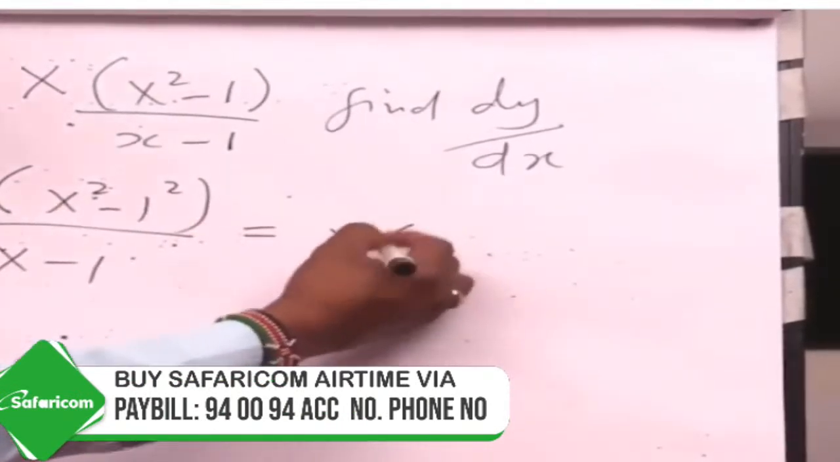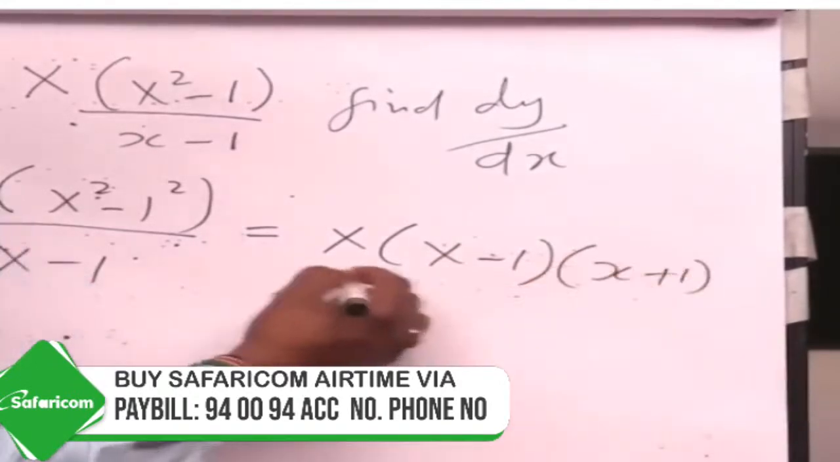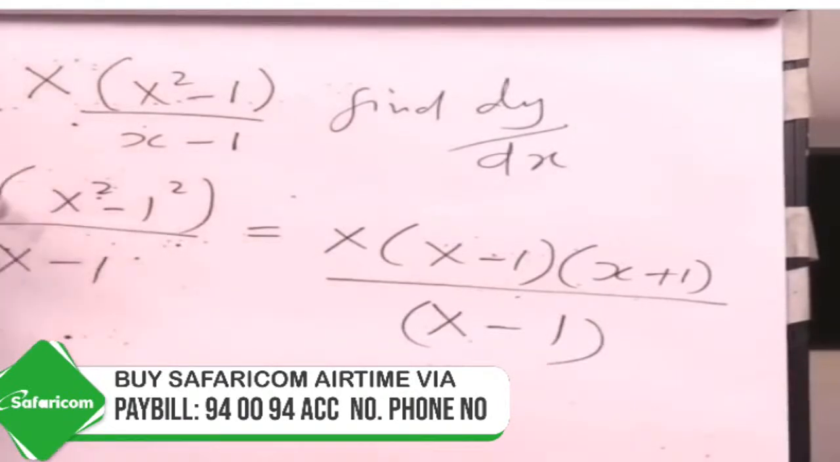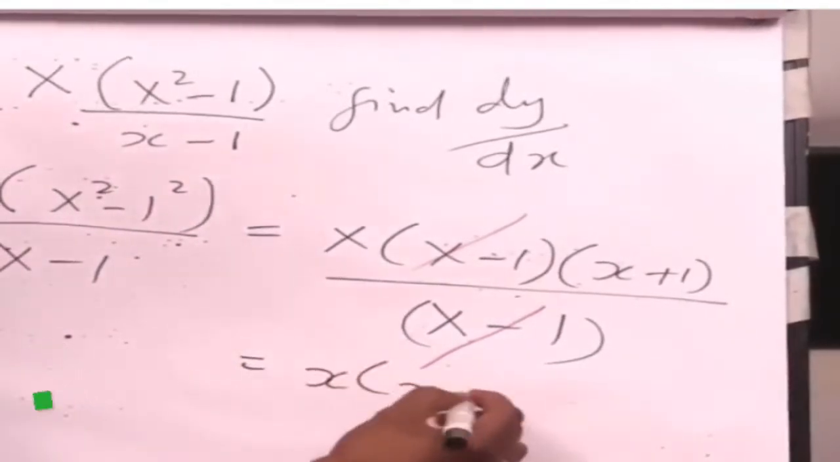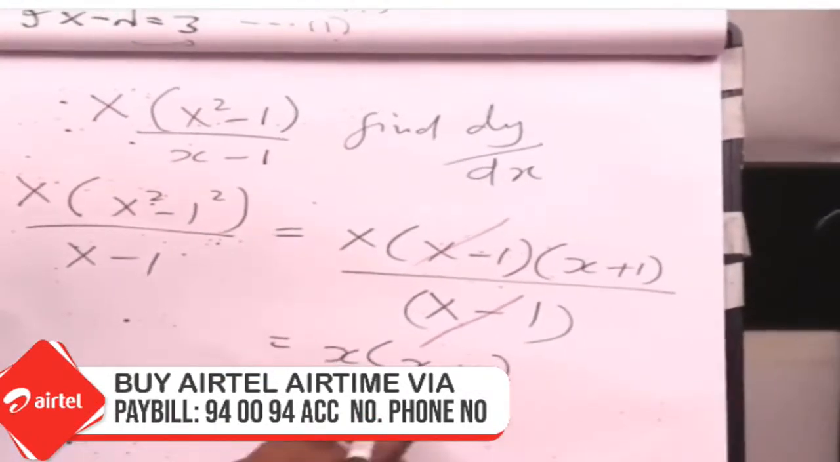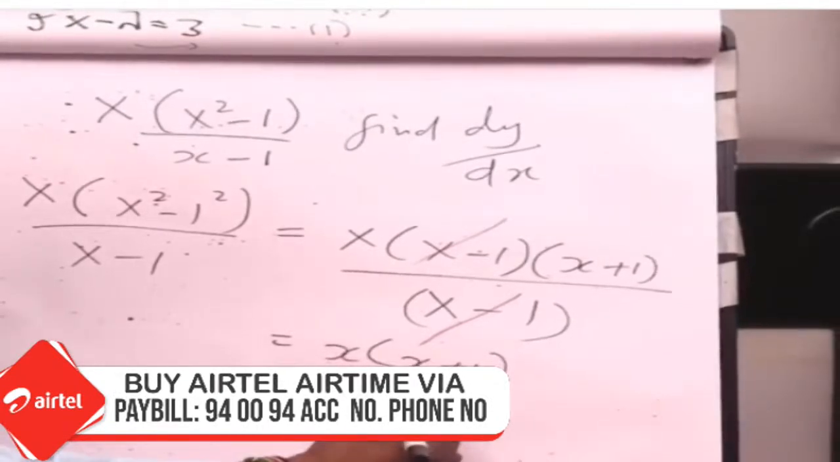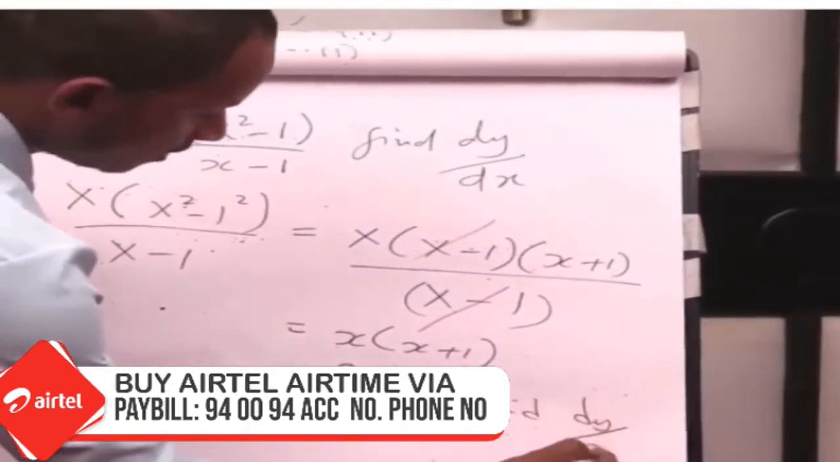This becomes x into x minus 1 into x plus 1 over x minus 1. So x minus 1 cancels x minus 1. You remain with x into x plus 1. Then expand it, open the bracket: x times x is x squared, plus x times 1 is x. So what you have here, you find dy dx.